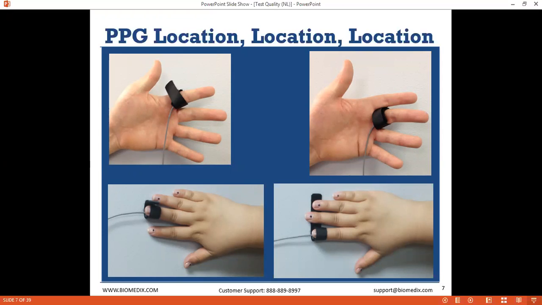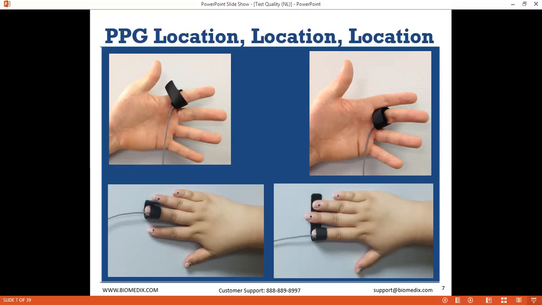The reason that I prefer not the pads of the fingers, the tips of the fingers, is because especially among older patients, there's a lot of motion in those areas. There's often a little bit of shake there just because the fingers are all the way out there by themselves and not being supported.